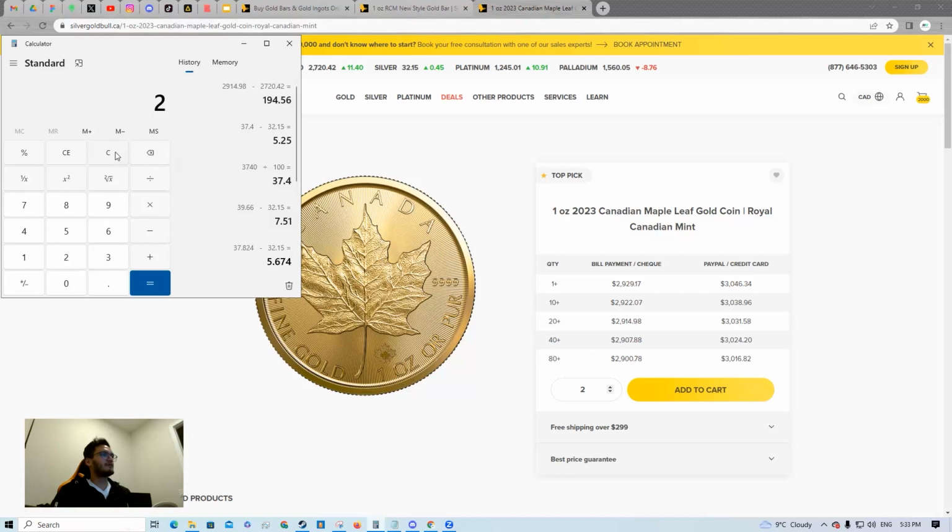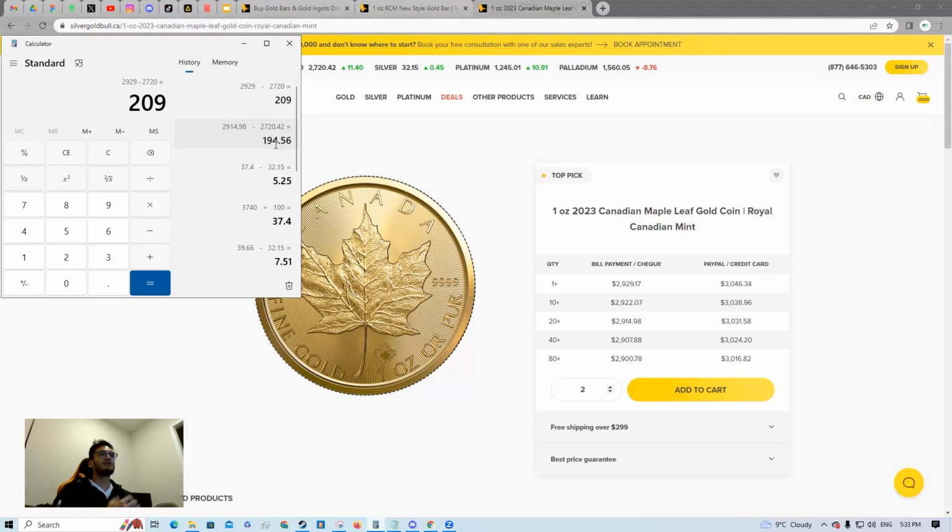Now let's pull up a gold maple. And let's calculate the premium, so $29.29 minus spot price. So we can see that the premium on the gold maple is just slightly higher than the bar. So the premium on the gold maple is $209 versus $194 on the bar.